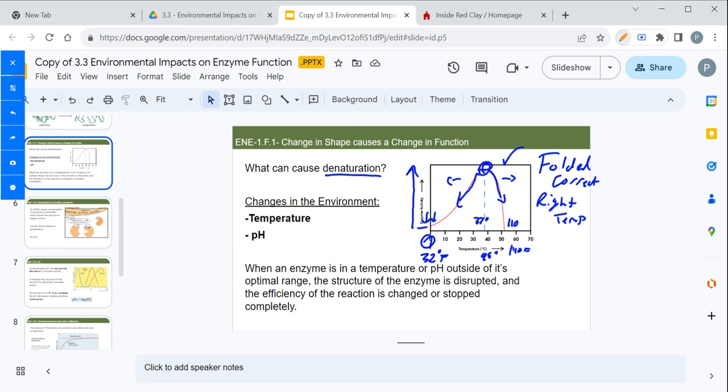You're just heating them up to the point that they don't work anymore. The structure of it is disrupted, right? That's the big thing. The structure is being disrupted, and then it's losing its efficiency, right? It's stopped completely, or its efficiency is decreased.